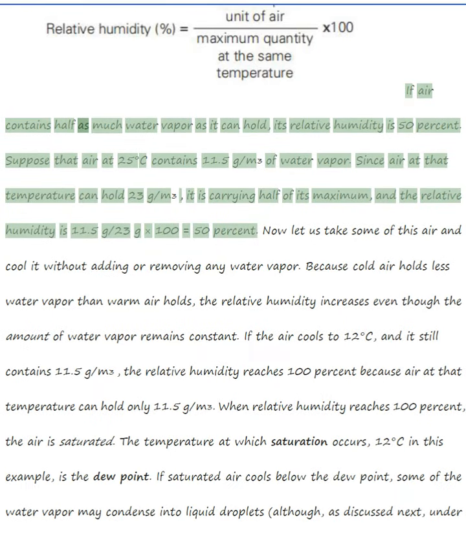If air contains half as much water vapor as it can hold, its relative humidity is 50%. Suppose that air at 25 degrees Celsius contains 11.5 g of water vapor. Since air at that temperature can hold 23 g, it is carrying half of its maximum, and the relative humidity is 11.5 g / 23 g × 100 equals 50%.